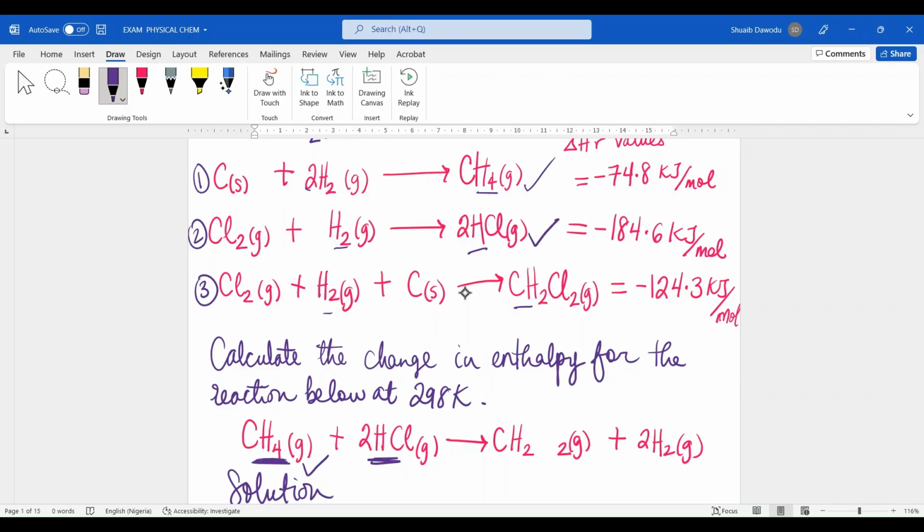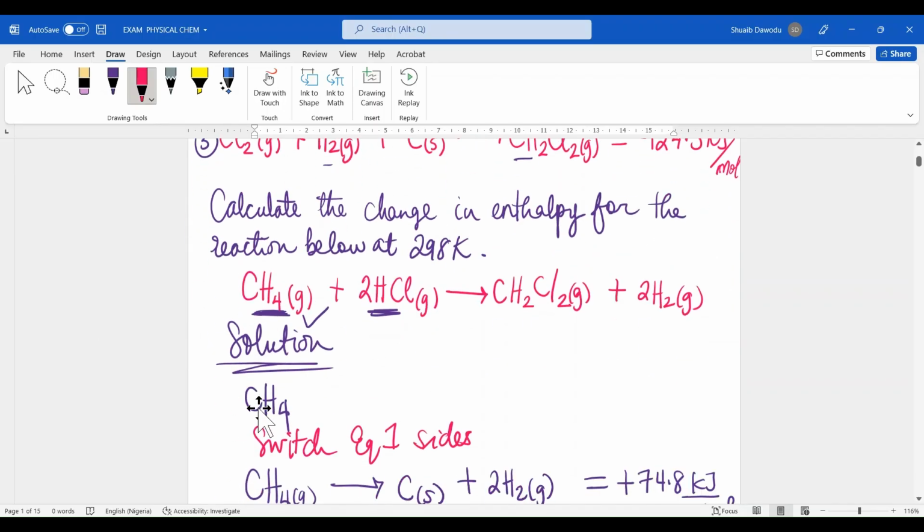We have equation 2 right here. Now, one thing you have to remember is this: you have equation 2 on the product side in reaction 2, and then the general equation that we're solving for, we have it on the reactant side. So we have to flip, just like we did for equation 1. So that's basically going to be the next step.